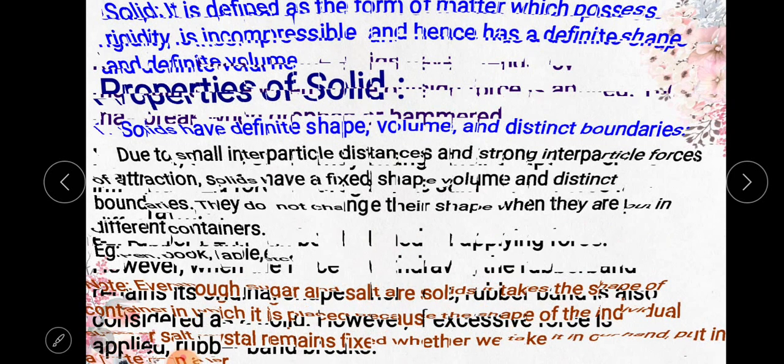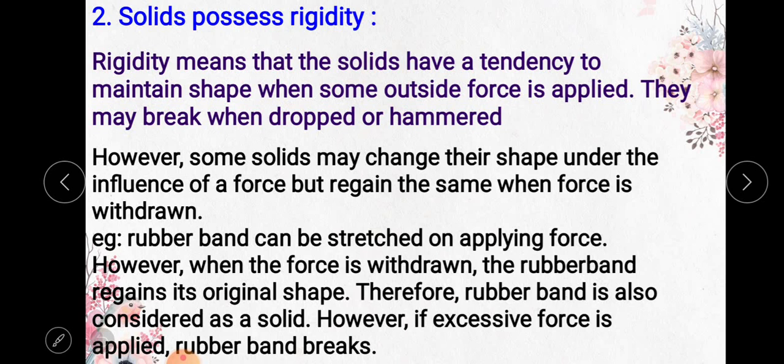Next, the second property of solids is that solids possess rigidity. As I told you, rigidity means solids have a tendency to maintain shape when some outside force is applied. Until the outside force is applied, it will regain its original shape. So they may break when dropped or hammered. See, a glass: even if it breaks into many pieces, it is still a solid. Any substance, even if dropped or hammered, has rigidity, meaning a tendency to maintain its shape in its original position.